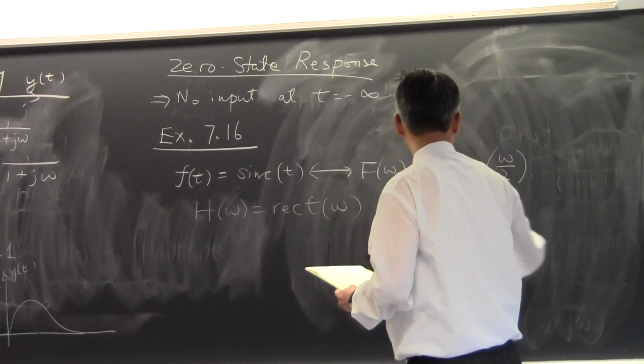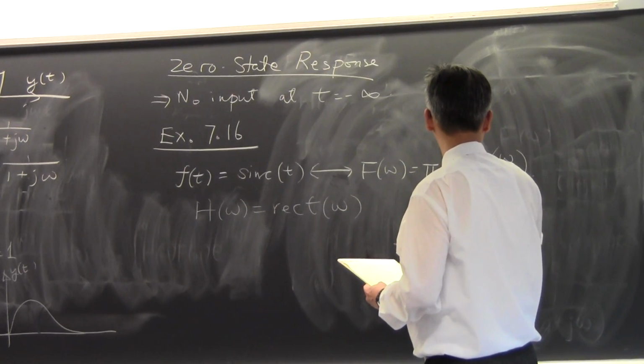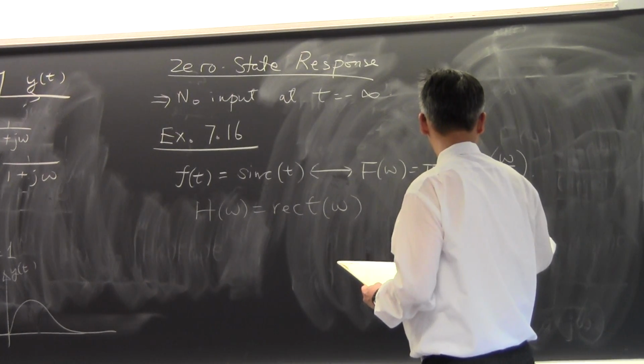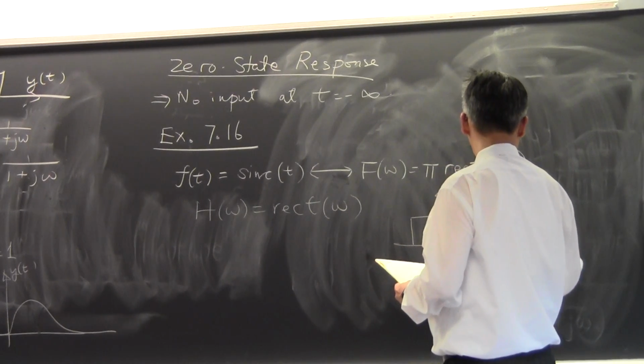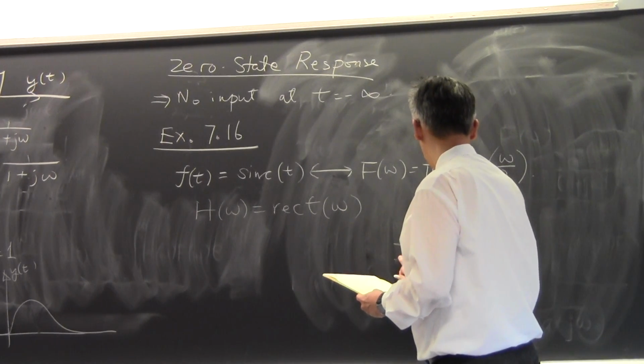So H of omega will look something like this: omega equals to plus half, omega equals to minus half.